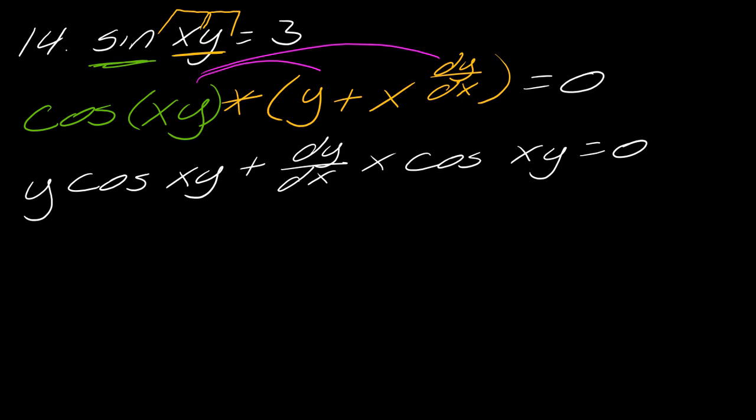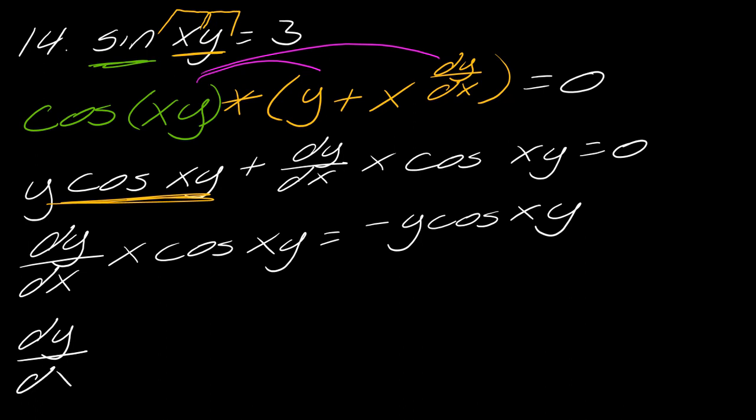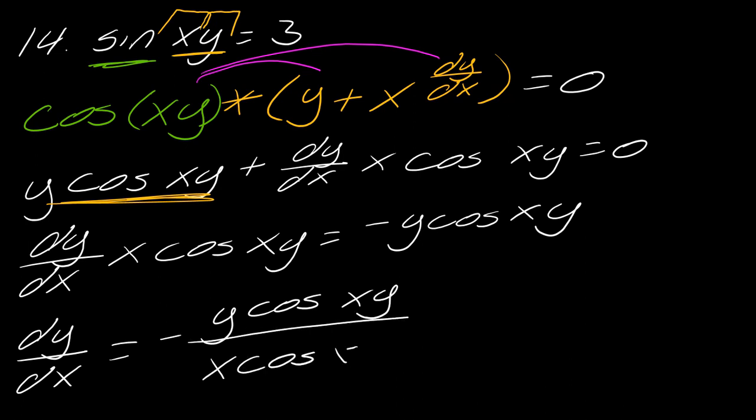Okay, so now I'm going to take that part to the other side so that I can continue to isolate my dy dx. So I've got dy dx times x cosine xy equals negative y cosine xy. And then I can just divide out that x cosine xy. So my derivative dy dx will be negative y cosine xy over x cosine xy. And then, hey, look at that. The cosines actually drop out. So my final answer is just negative y over x. So that's it.